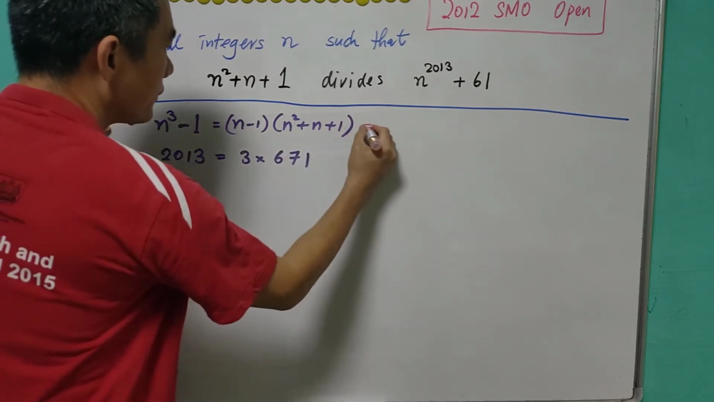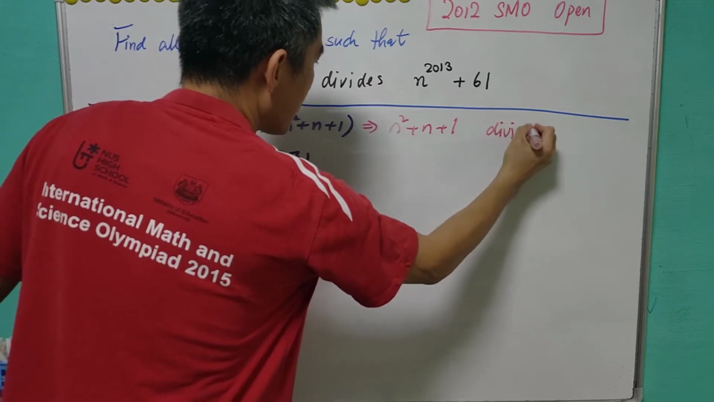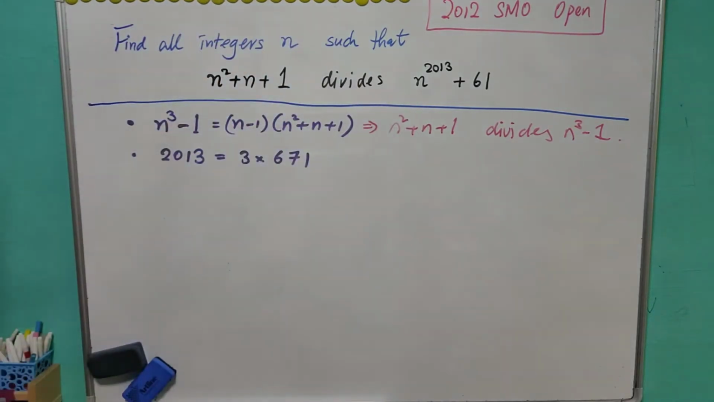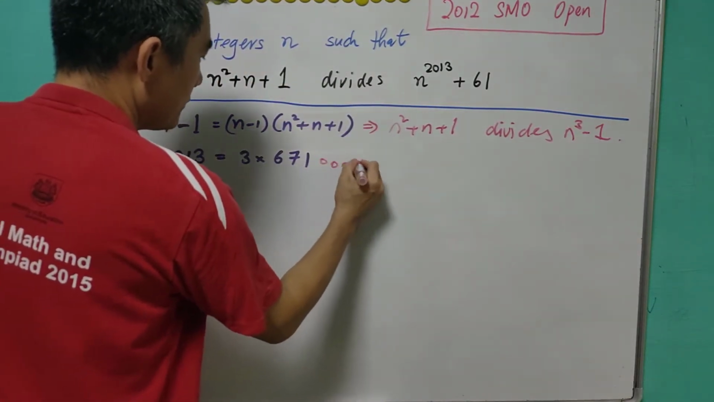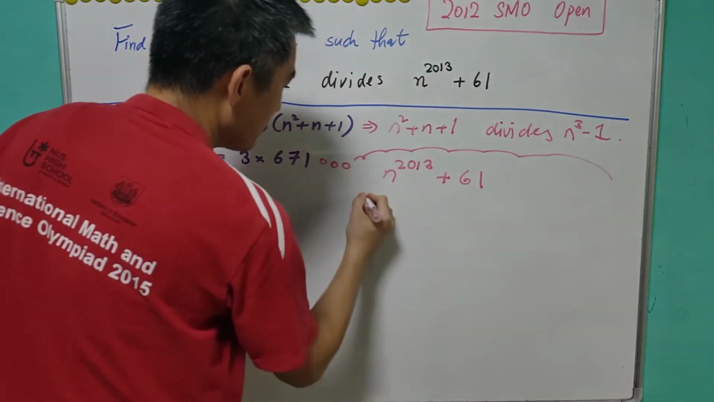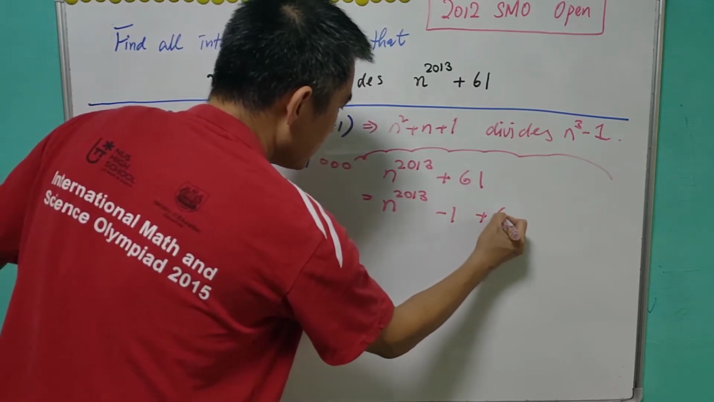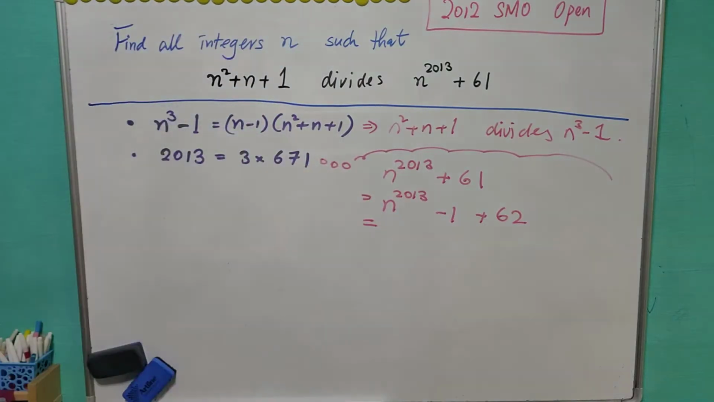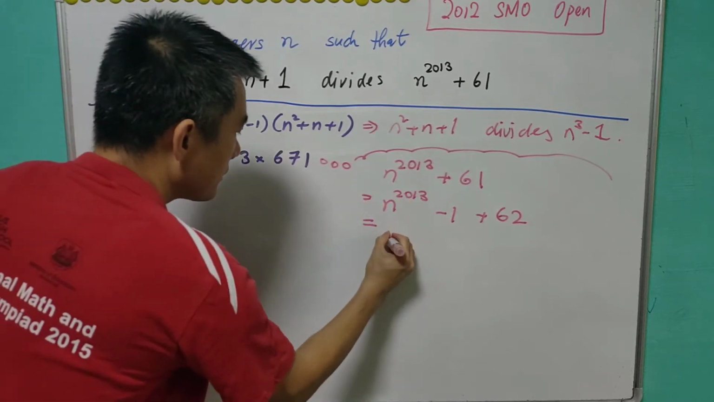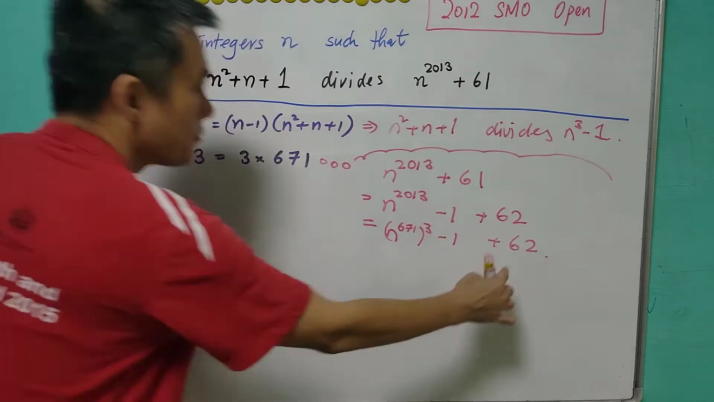From the first one, we will know that n squared plus n plus 1 divides n to the power of 3 minus 1. And using the second idea, we can write n to the power of 2013 plus 61 as n to the power of 2013 minus 1 plus 62. And since 2013 is a multiple of 3, we can treat this as n to the power of 3, to the 671, minus 1, plus 62.